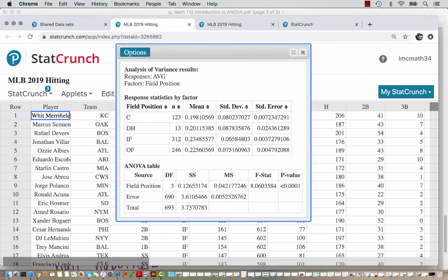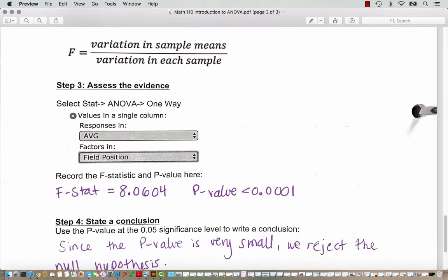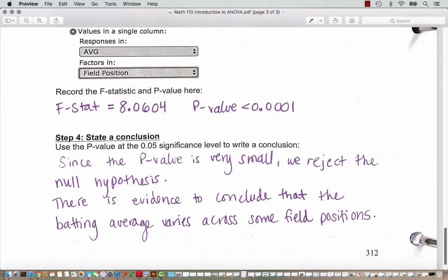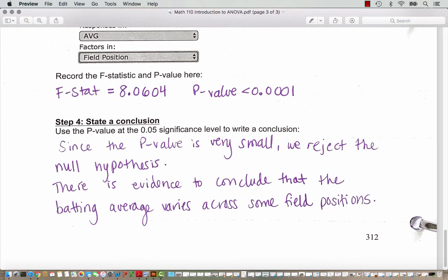And here's our results. The summary statistics are the same that we calculated earlier, plus they've added the standard error. And then down here we have our F statistic, which is about 8, and our p-value, which is very small. You can see they have factored in field position as degrees of freedom 3 because there were 4 categories. All right, so the F statistic and p-value are recorded, and then we write our conclusion. Since the p-value is very small, we reject the null hypothesis. There is evidence to conclude that the batting average varies across some field positions.